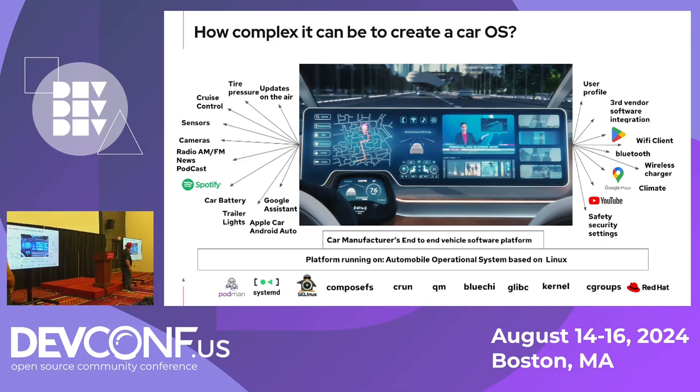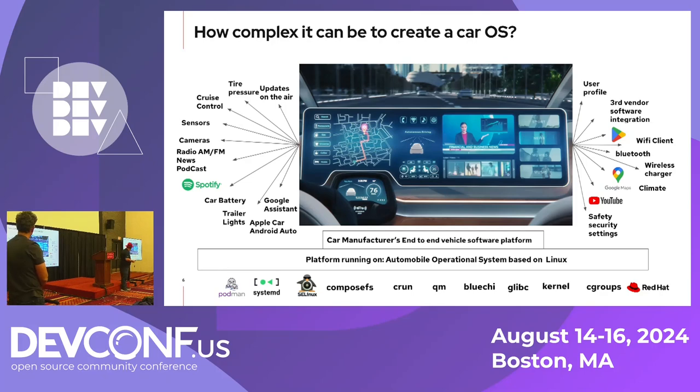As you can see here, we have so many services running in the car: car battery, trailer lights, sensors, cruise control, tire pressure. All these items listed can be ASIL or QM, right? Those services will be containers, and the difference between them, which we will explain, is whether they can be risky for human beings, can be fatal, or not.